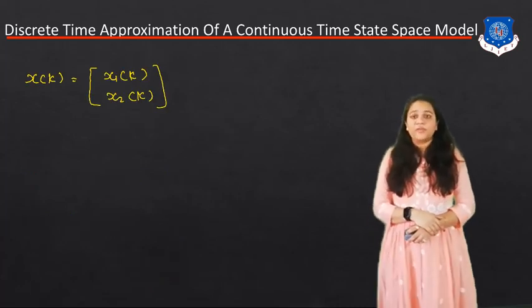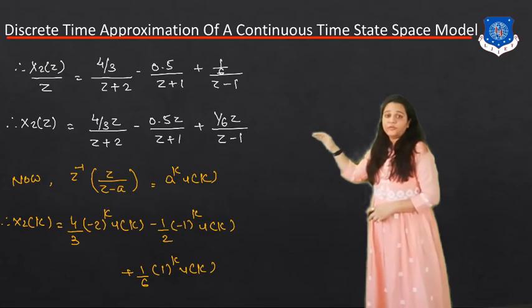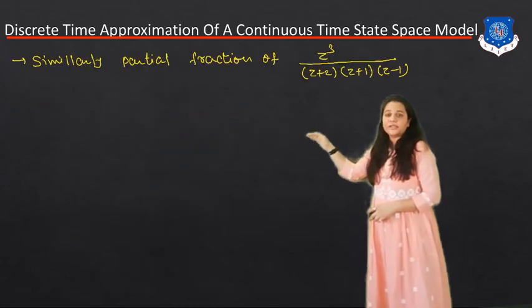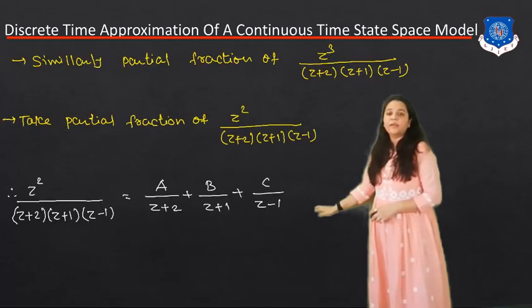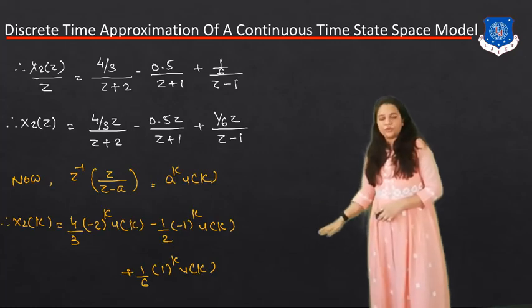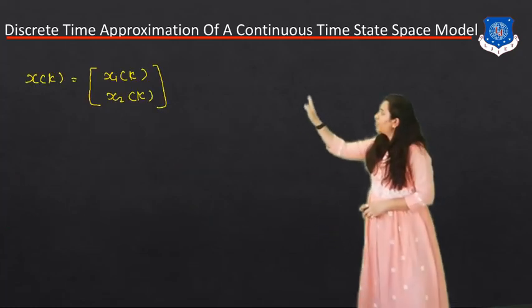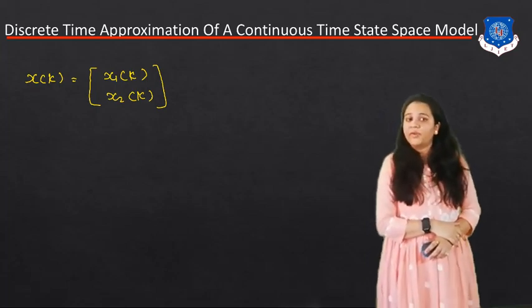So the X of k is equal to X1 of k plus X2 of k. Put the value of X1 of k. So this is my X1 of k, and this is my X2 of k. So put the values of X1 of k and X2 of k in this equation, we can get the value of X of k.